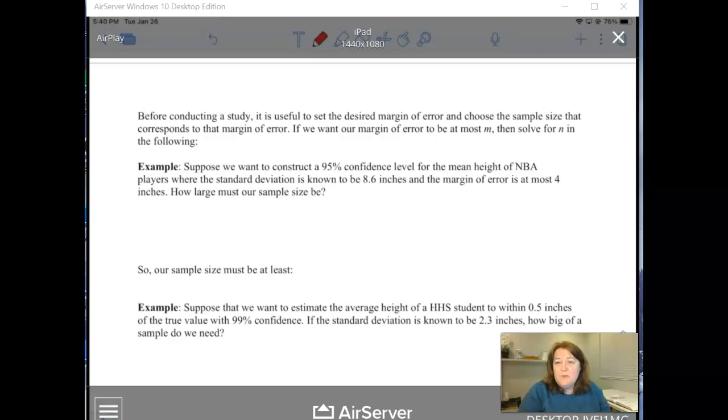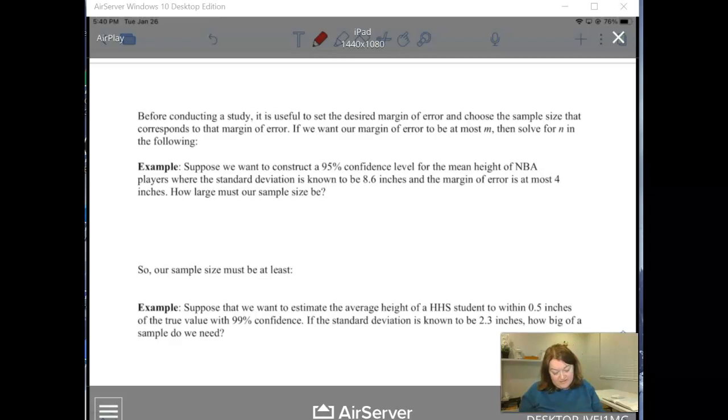Okay, so the first one: suppose we want to construct a 95% confidence interval for the mean height of NBA players, where we actually happen to know the standard deviation of 8.6 for the entire population, and the margin of error is at most 5 inches. How large must our sample size be? Okay, so here's what we're going to do first. We're going to go find our z-star score.